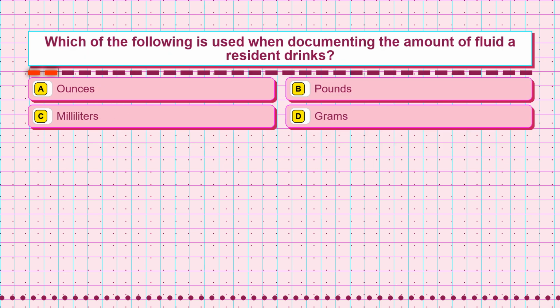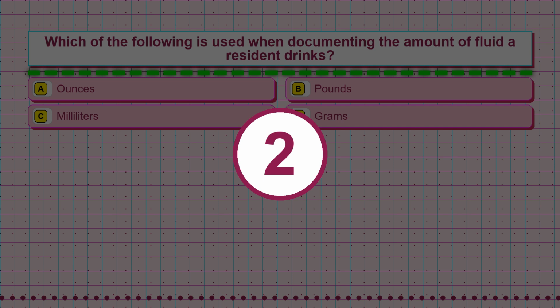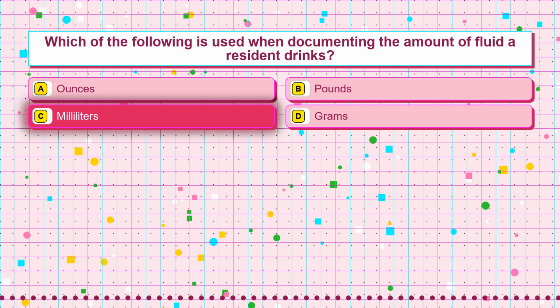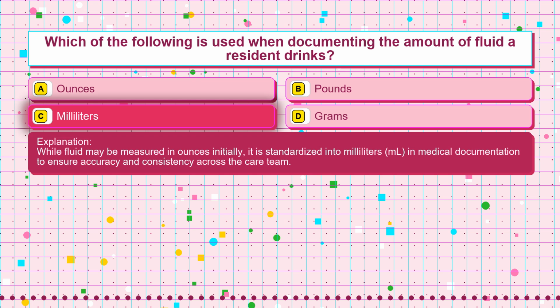Question 4. Which of the following is used when documenting the amount of fluid a resident drinks? Option A, ounces. Option B, pounds. Option C, milliliters. Option D, grams. The correct answer is option C, milliliters. While fluid may be measured in ounces initially, it is standardized into milliliters, ml, in medical documentation to ensure accuracy and consistency across the care team.